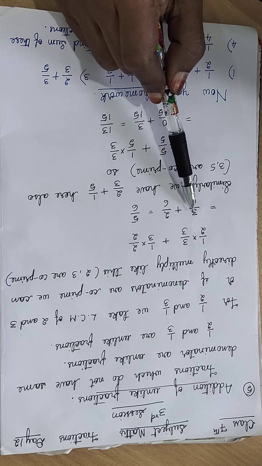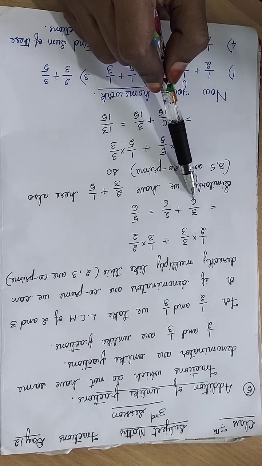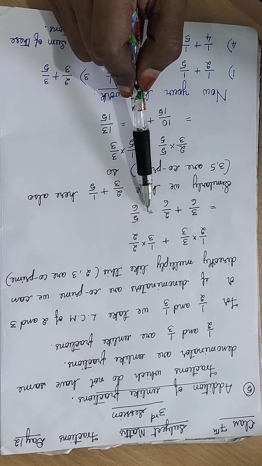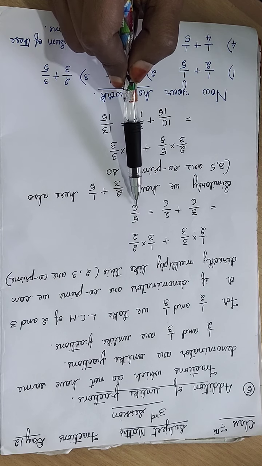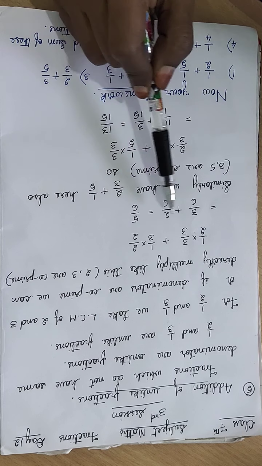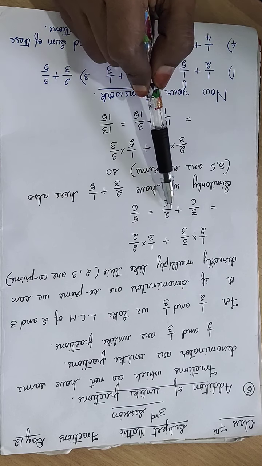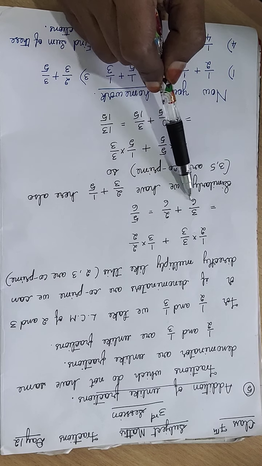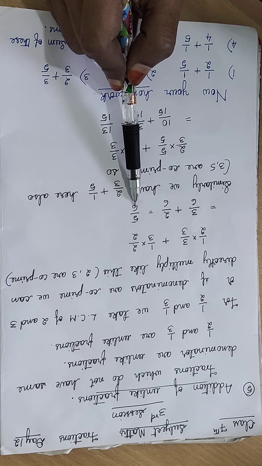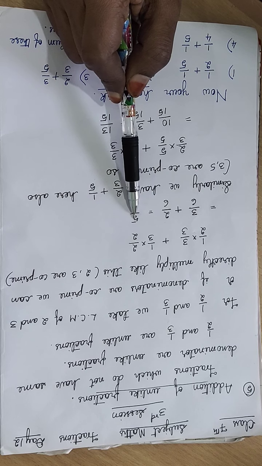Hope you followed. So this is 3 by 6 plus 2 by 6, which is equal to 5 by 6. Directly you add the numerators because these two have been converted into like fractions. Same denominator, just add the numerators.